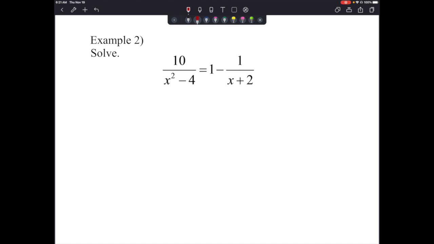This one's a little different in that our variables are now in the denominator. And one of the things that we're going to have to look for as we get started here is the excluded values. Remember, excluded values are values that make our denominators equal 0.